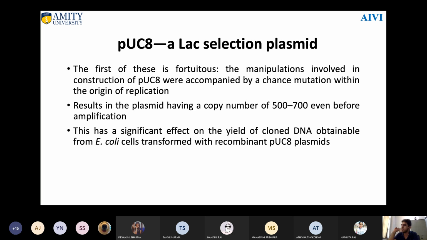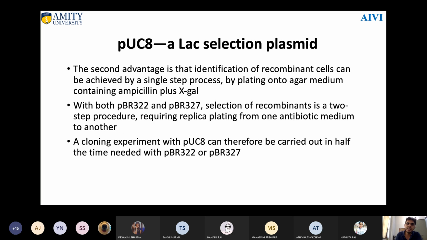Compared to pBR322, its copy number is 10-fold, 20-fold, 50-fold higher. And the second advantage is that recombinant cells can be achieved by a single-step process. So here you need not go for a multi-step process.